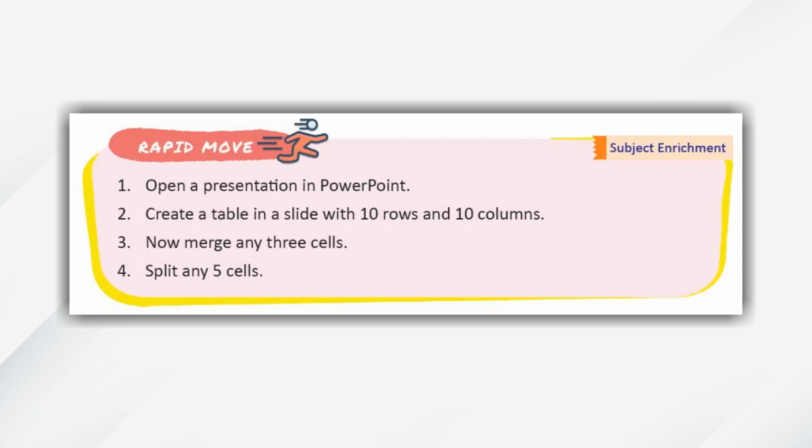Rapid move. 1. Open a presentation in PowerPoint. 2. Create a table in a slide with 10 rows and 10 columns. 3. Now merge any 3 cells. 4. Split any 5 cells.